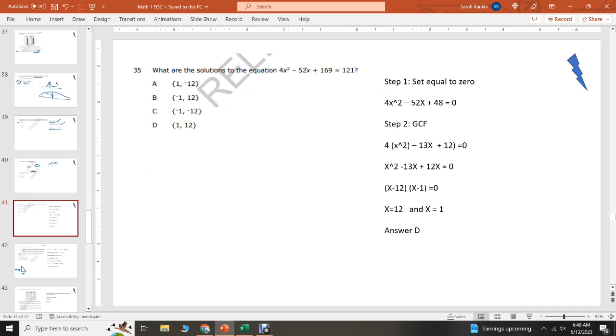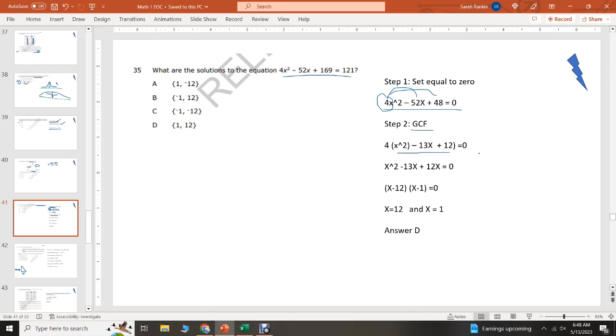All right, what is the solution of the equation 4x? Well, first thing you want to do is set this guy equal to 0 so we can factor it. So I subtracted 121 from both sides and got a 4x. Now here's a trick. Anytime you have a number in front of that x squared, think of taking out your greatest common factor. So does 4 go in? A good guess is to say, does 4 go into 52? Does 4 go into 48? And yes, it does. So I get 4 times x squared minus 13x plus 12.